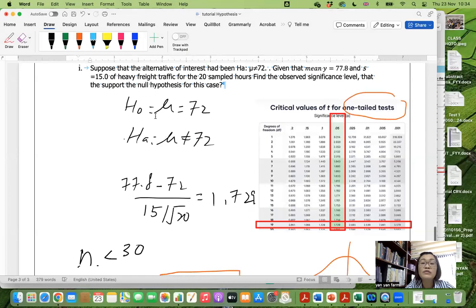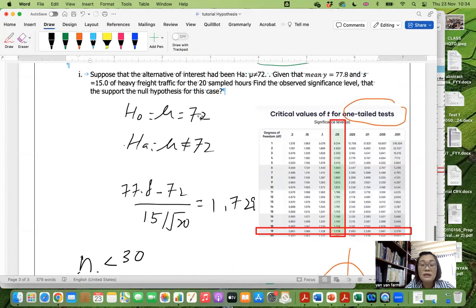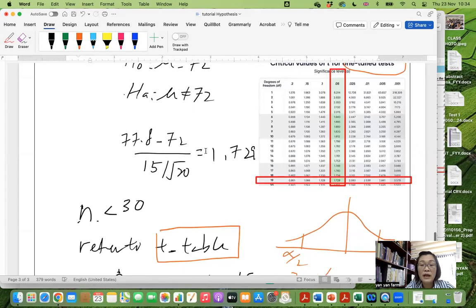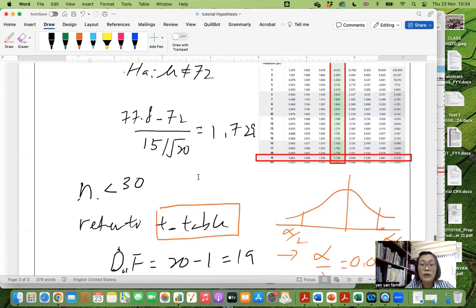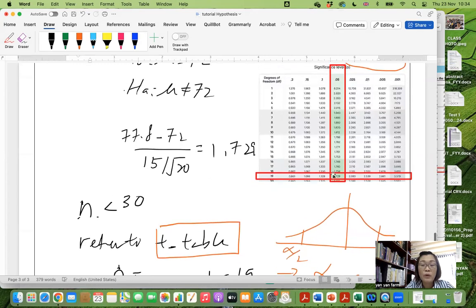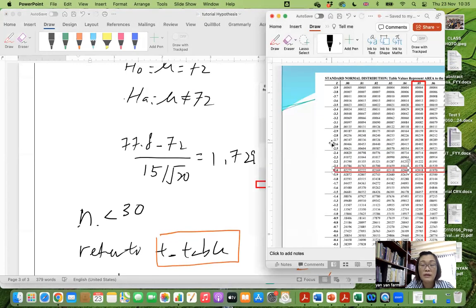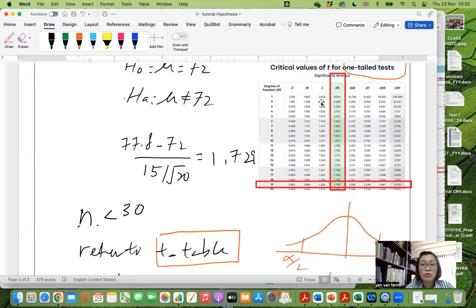First, we fix our null hypothesis equal to 72 because the alternative given is not equal to 72. We quickly do the test statistic, and it's 1.729. Remember, then we refer to the table. There are two types of table. One shows the two tail, but in this case I only have one tail, so later you have to times 2.